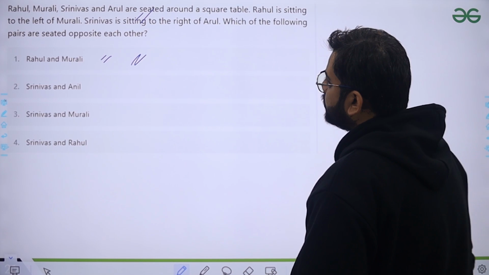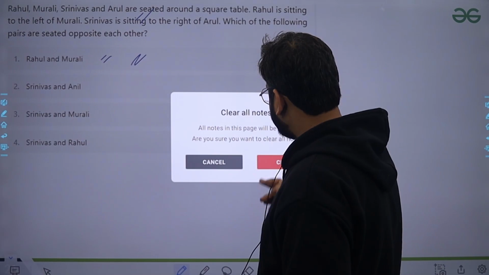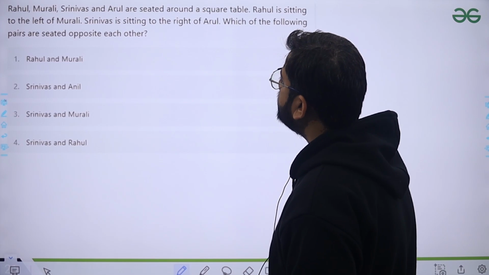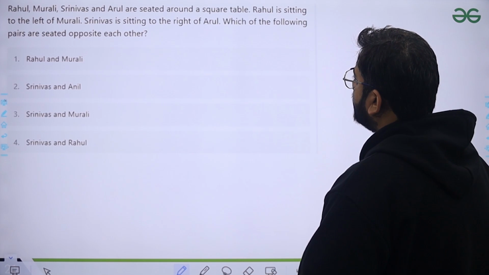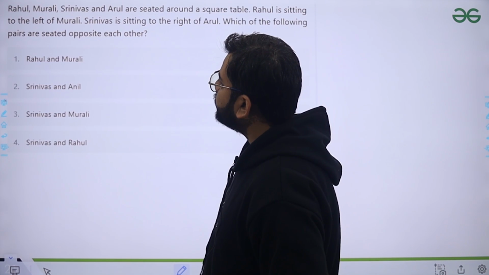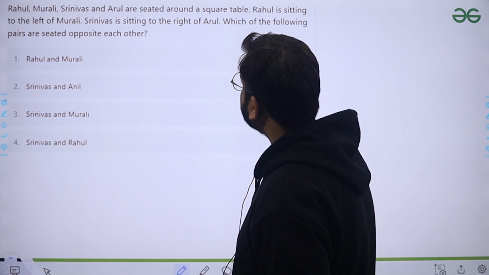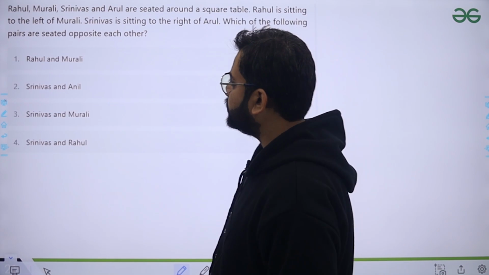Next, Rahul, Murli, Srinivas, Arul are sitting around the square table. Rahul is sitting to the left of Murali, Srinivas is sitting to the right of Arul. Which of the following pairs are sitting opposite to each other?